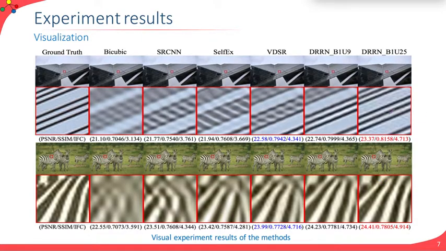This is the visualization of the proposed method and the other ones. We can see that the proposed method has very high detail and rich texture compared to the other methods, and it is very similar to the ground truth. This is the same thing. It has very high PSNR and SSIM.